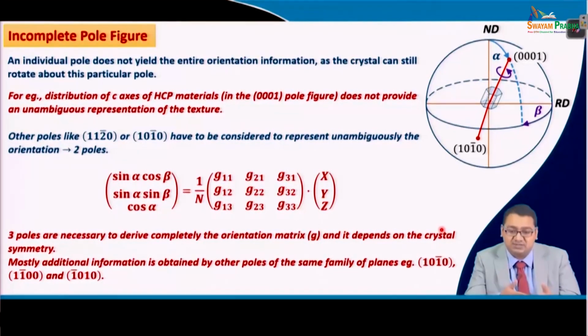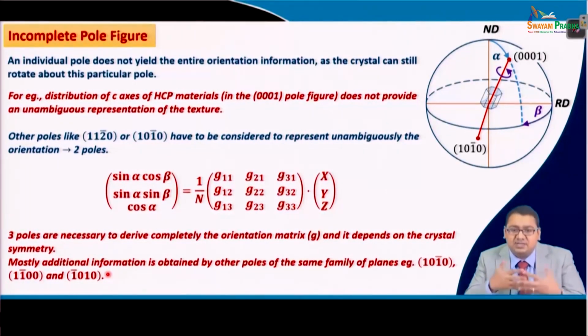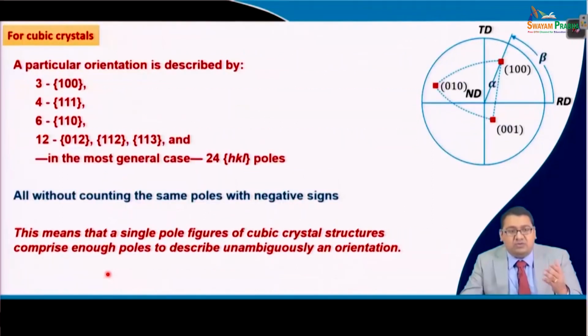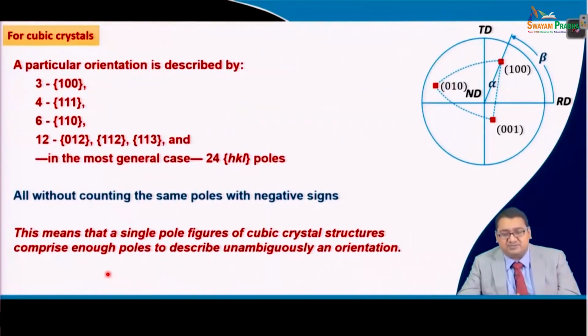So, because of the crystal symmetries, here we have given the 101 bar 0 axis, 1 1 bar 0 0 axis, 1 bar 0 1 0 axis, which form at 120 degrees of each other and thus could give additional information of the texture. So, in this case at least two pole figures would be needed. Now, what will happen for the cubic crystals?